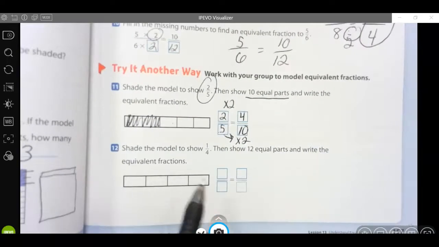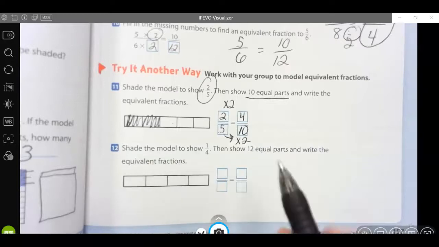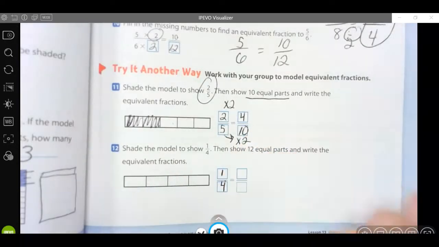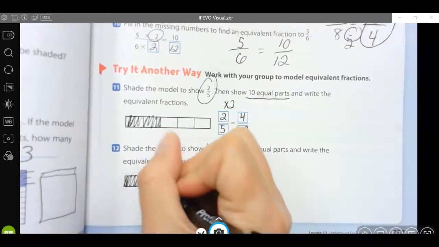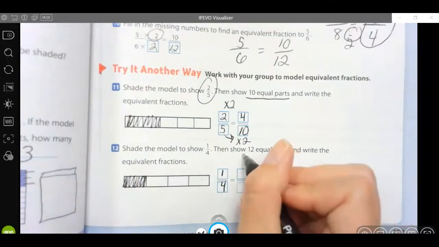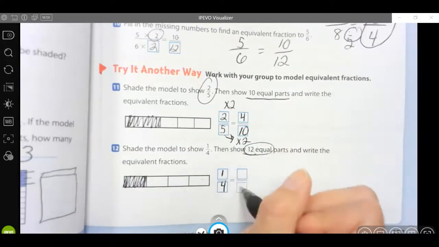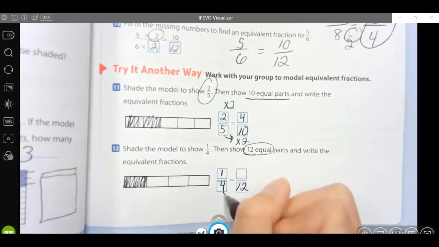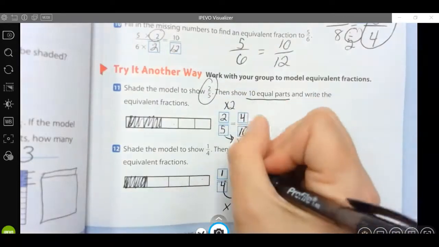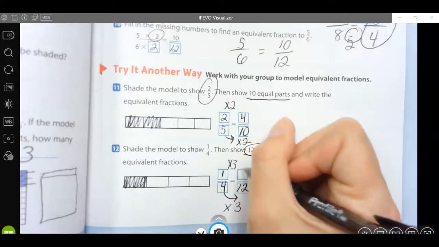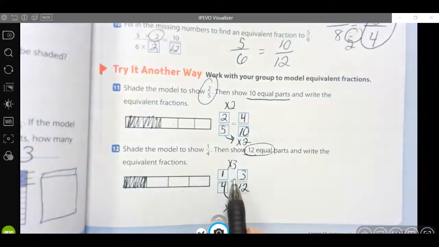Number 12. Shade the model to show 1/4. So 1/4, that's what we're working with. We have 4 whole parts and 1 piece is shaded in. And it says to show 12 equal parts. So 12 goes here. How do we go from 4 to 12? We multiply by 3. So whatever we do to the bottom, we do to the top. 1 times 3 is 3. So our equivalent fraction of 1/4 is equal to 3/12.